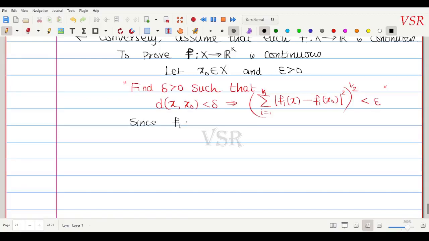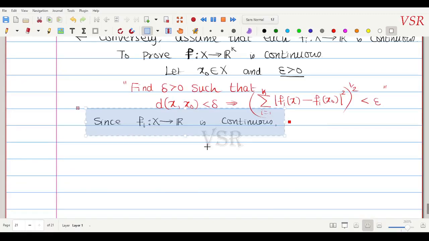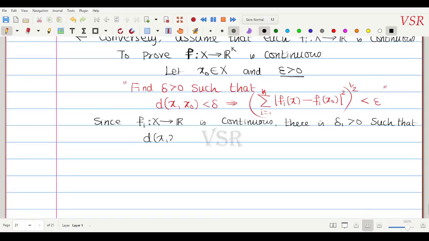f1 from X to R is continuous ஆக இருக்கிறதுனால, for this epsilon positive and at this point, since this is continuous, there is delta 1 positive such that whenever distance between x க்கும் x naught க்கும் உள்ள தூரம் delta 1 விட கம்மியாக இருக்கும் பொழுது, we will have modulus of f1 of x க்கும் f1 of x naught க்கும் உள்ள தூரம் எதை விட கம்மியாக இருக்கும்? என்னுடைய epsilon விட கம்மியாக இருக்கும்.